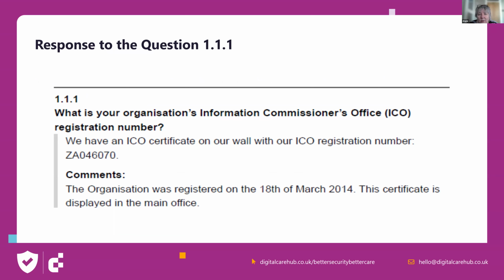So we have an ICO certificate on our wall. The registration number is Z something something, and it always starts with a Z. And the organisation was registered on the 18th of March, and then it's a yearly registration, so you would change that each year as it came along. Okay, so again, you can see you've answered the yellow box and you've added a comment. So really good practice there. And the next slide.